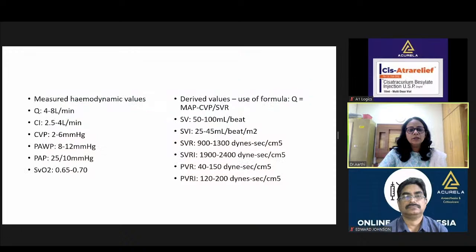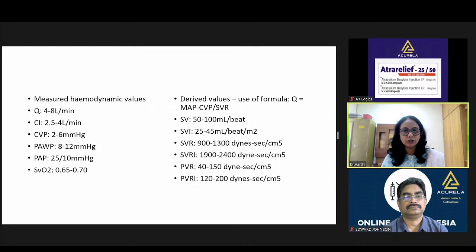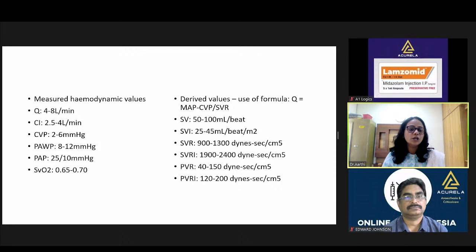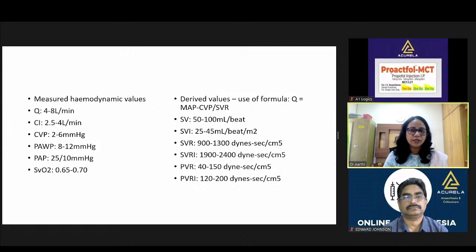So there are normal variables which are measured using pulmonary artery catheters, and there are derived variables calculated using formulas from the basic variables obtained from the pulmonary artery catheters. Cardiac output can be derived using a pulmonary artery catheter, and hence cardiac index can be calculated. Central venous pressure is documented using the right atrial port, and the pulmonary artery wedge pressure is documented when the catheter is wedged. Pulmonary arterial pressures are monitored, and also the mixed venous oxygen saturation and central venous oxygen saturation can be obtained using the pulmonary artery catheters. From these measured variables, derived variables like stroke volume index, systemic vascular resistance, and pulmonary vascular resistance are calculated using the formula.